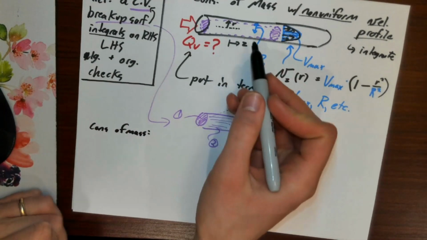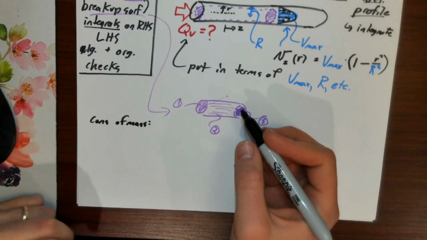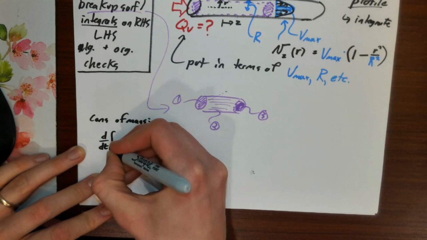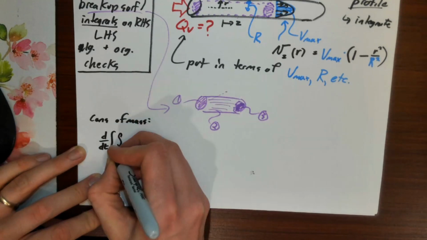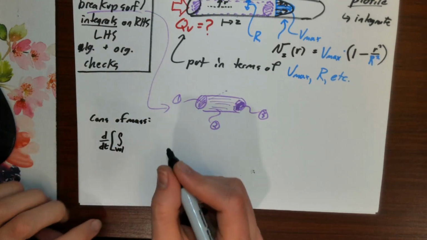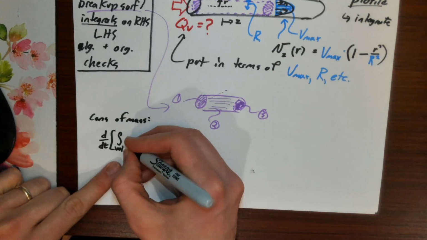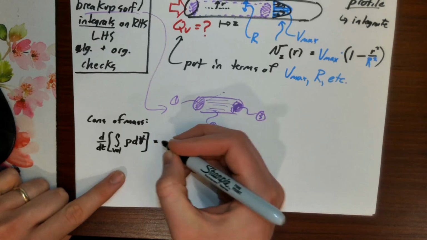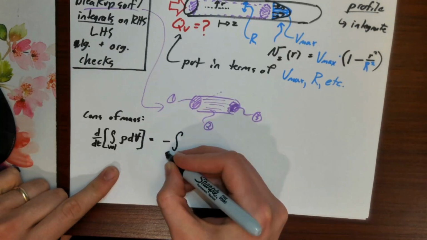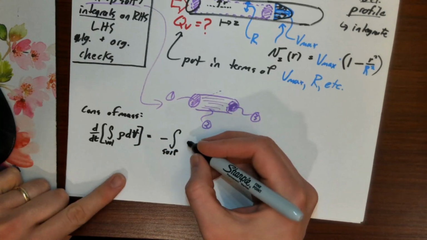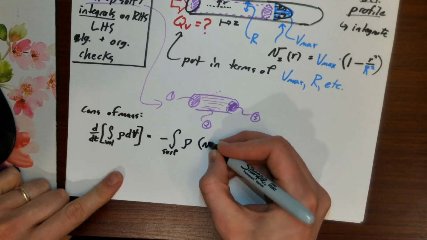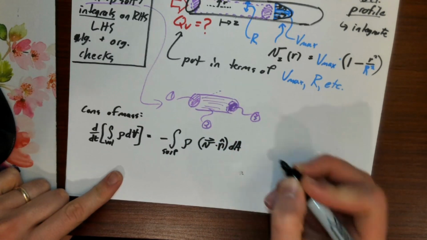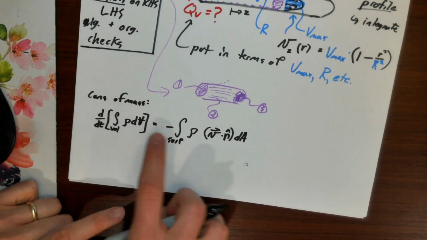So we'll apply conservation of mass to this control volume that we've defined here. So the left-hand side is d/dt of the integral over the volume of our control volume of rho dV, and this is equal to negative the integral over the surface of rho times the quantity v dot n dA.